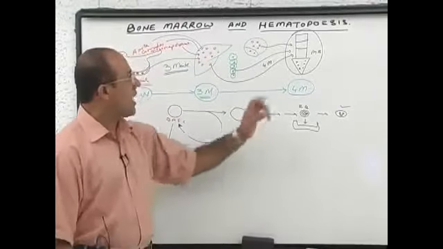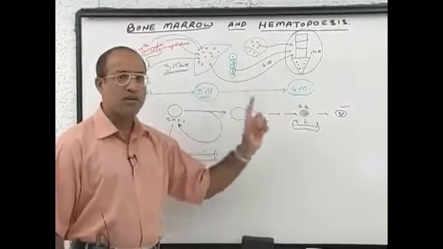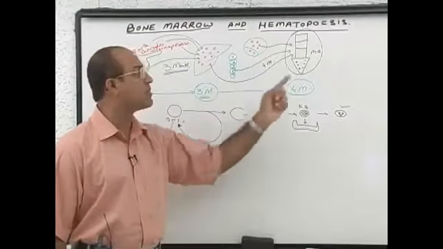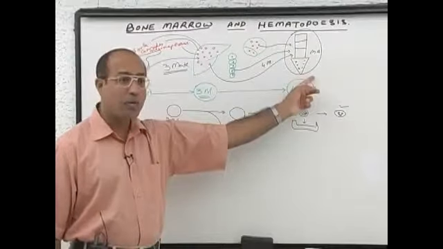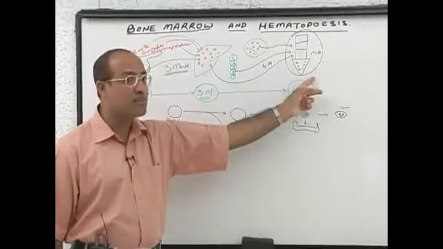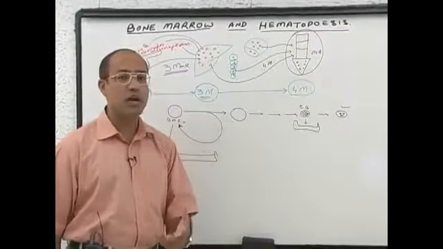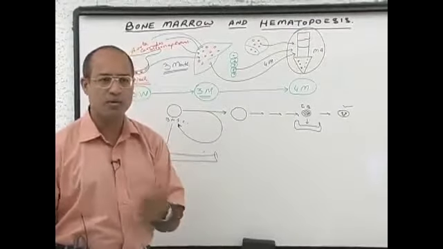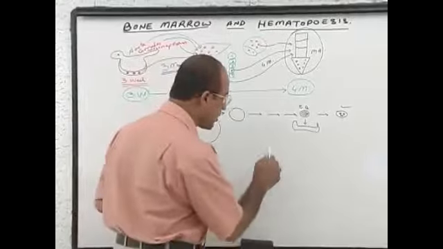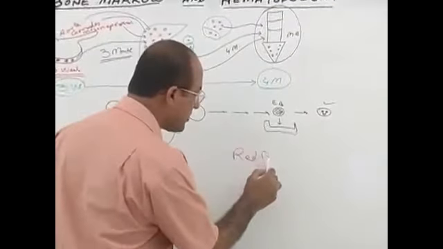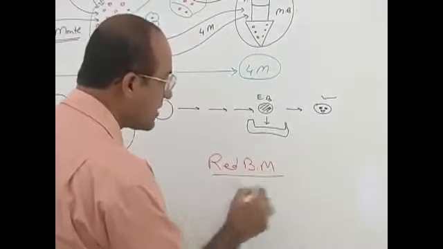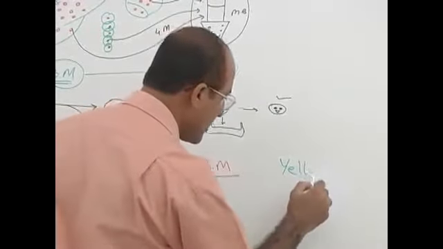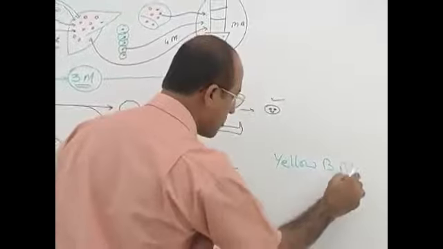Now, at the time of birth, in a full-term baby, almost all hematopoiesis must be limited to bone marrow, and all the bone marrow in the newborn is active. Active bone marrow is called red bone marrow. Inactive bone marrow is called yellow bone marrow. What is the difference between red bone marrow and yellow bone marrow? Red bone marrow is active bone marrow, and yellow bone marrow is inactive bone marrow.